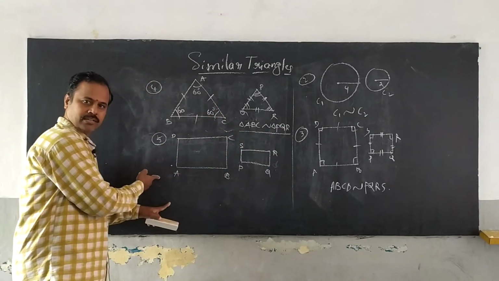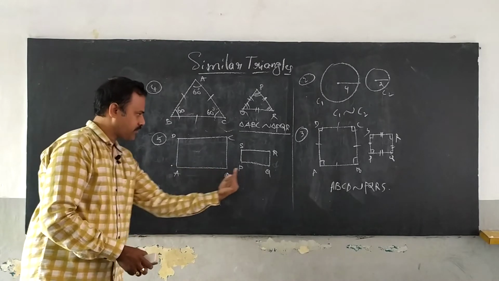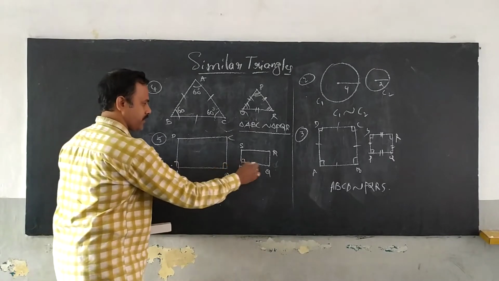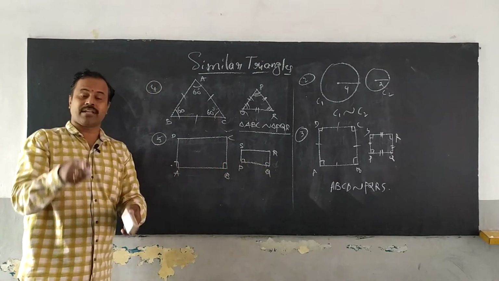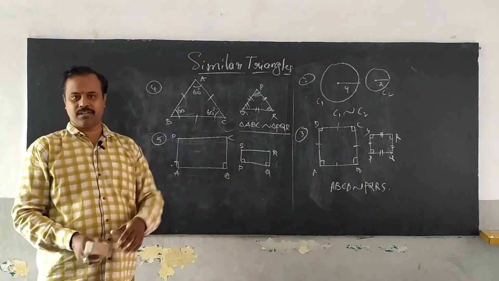Similarly, when you observe two rectangles, they are of the same size, same shape. See, this is the length, this is the length, this is the breadth, this is the breadth, and you can see all the angles are equal. Isn't it? Everybody thinks that these two rectangles are also similar.